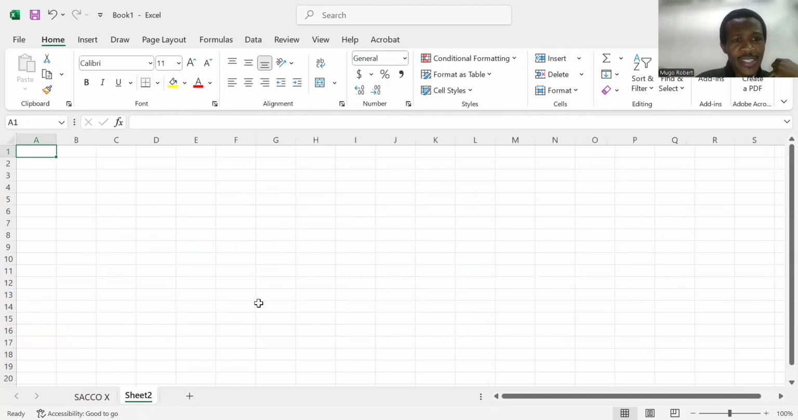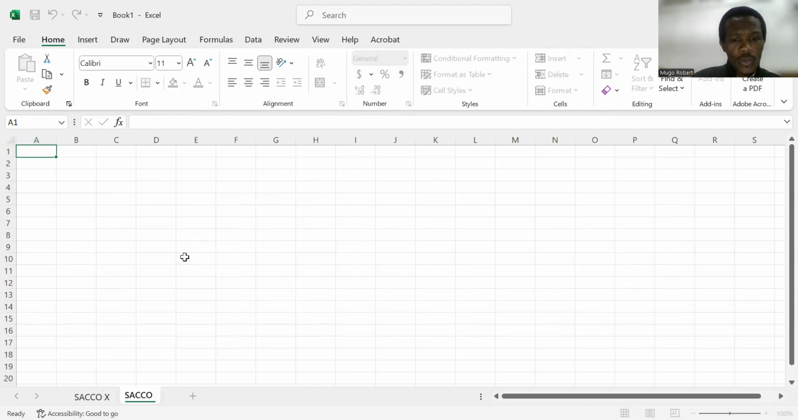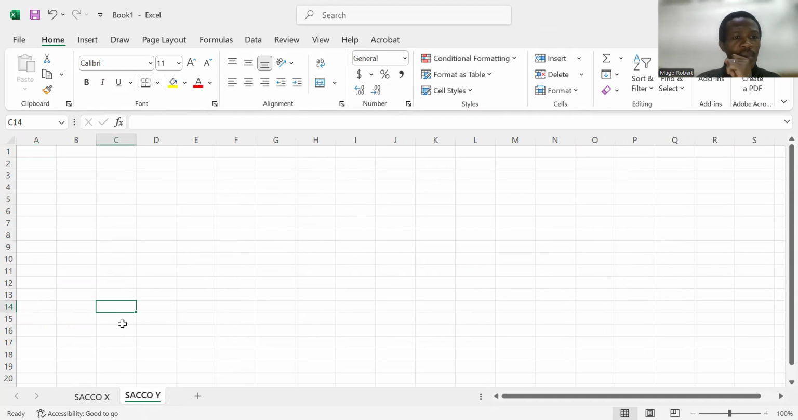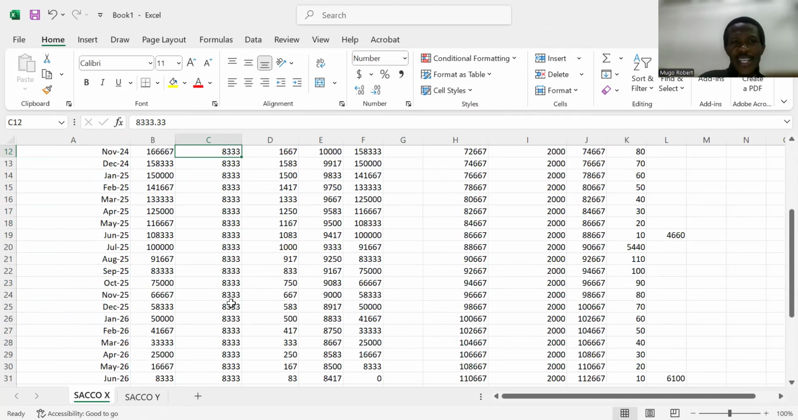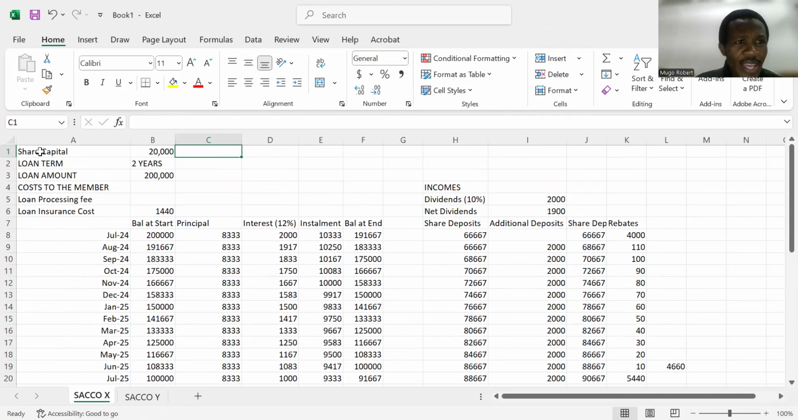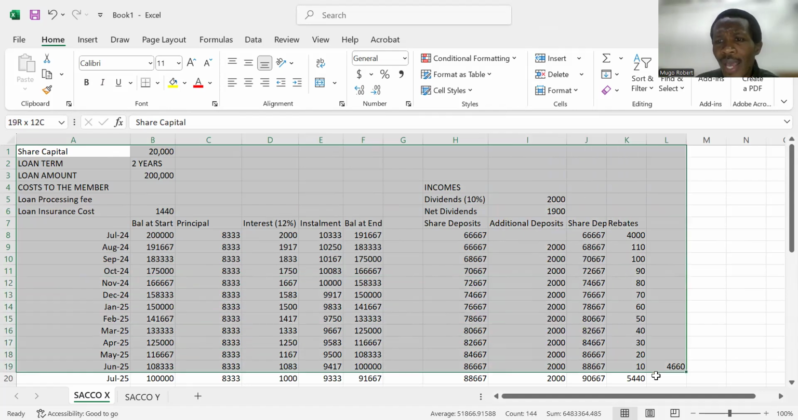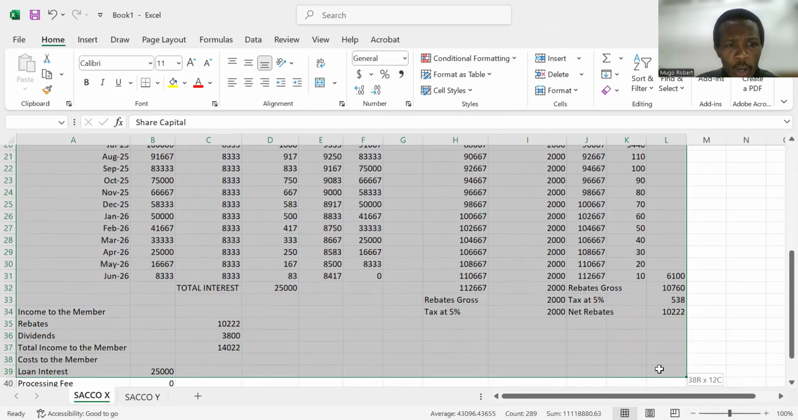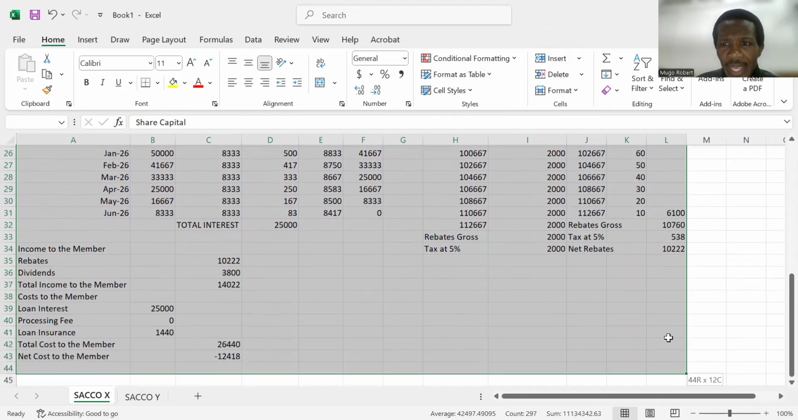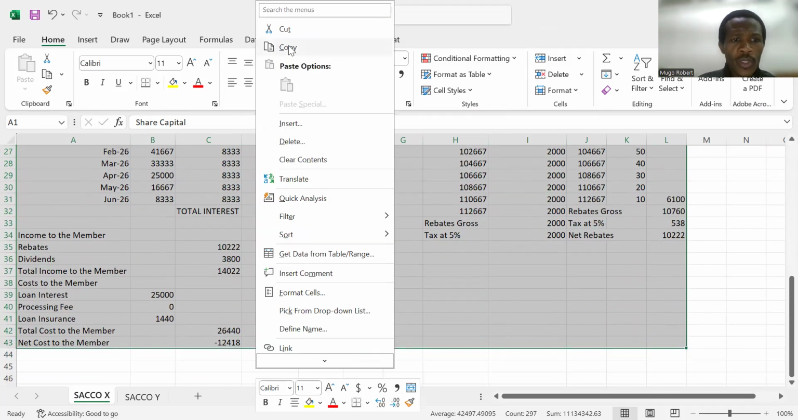Allow me now to take the same and have now Sacco Y. Now Sacco Y is doing better than Sacco X. It pays rebates way, way better than Sacco X. So we shall assume most of the things, share capital, the share deposits, the multiplier, we shall assume all of these. So allow me to copy all of these and paste it on another sheet, which I'm calling Sacco Y.